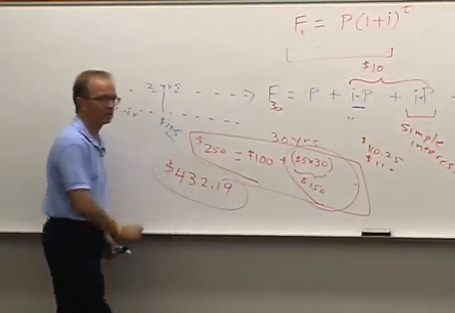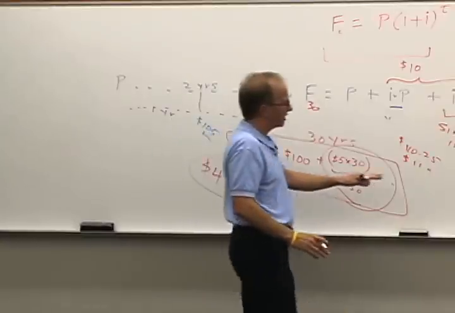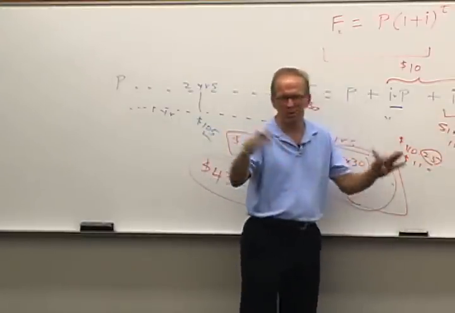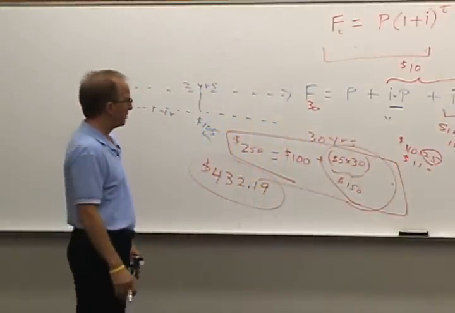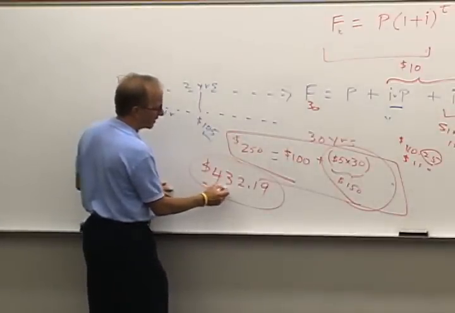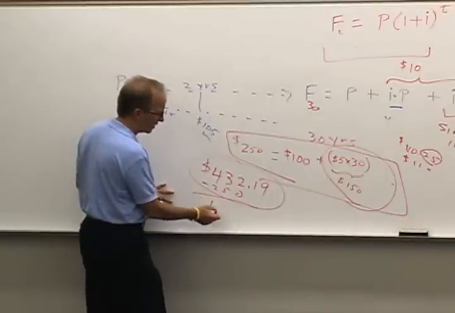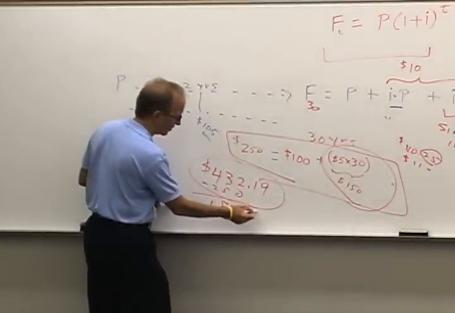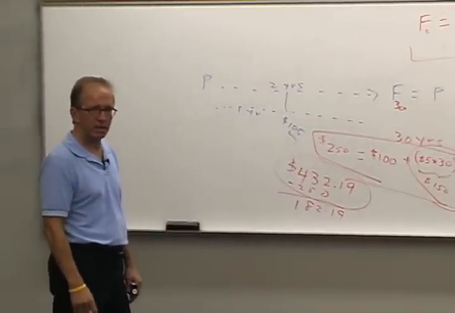$432.19. That's with the compound interest in. Here, with the 2-year deal, it was worth 25 cents, and you could almost ignore it. Wouldn't buy a soda. But the compound interest, what's minus 250? The compound interest in this particular case is what? $182.19? Compound interest is quite a bit then.